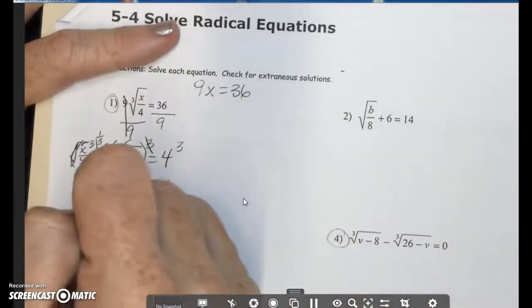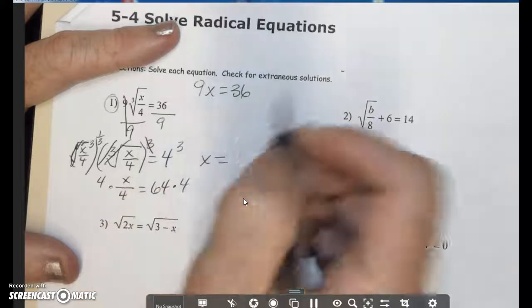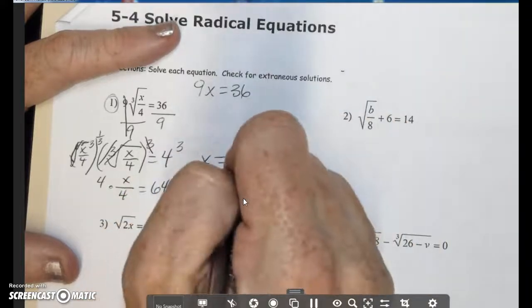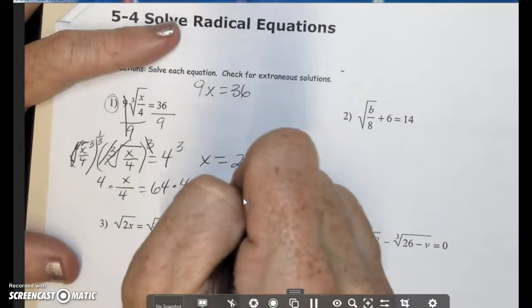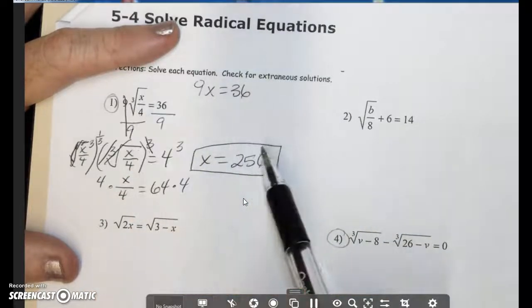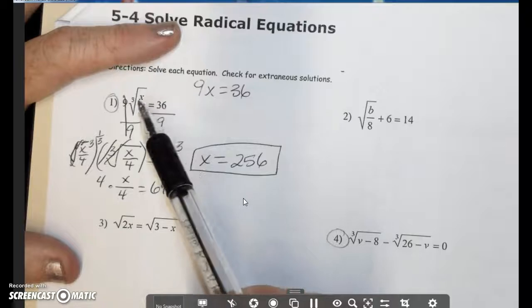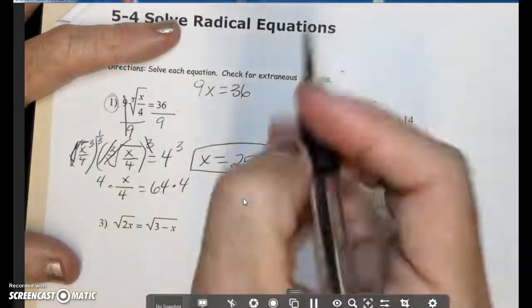To solve that, I need to multiply both sides by 4. So I get x equals 256. I can go back in and check that. 256 divided by 4 is 64. The cube root of 64 is 4 times 9 is 36. So that checks out.